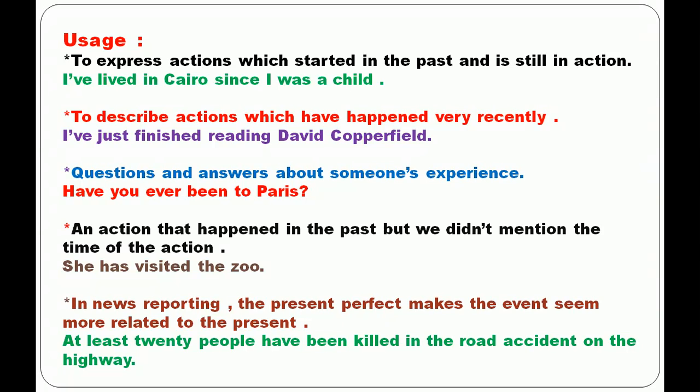In an action that happened in the past but we didn't mention the time of the action. For example, she has visited the zoo. Here in this sentence, I didn't mention the time. In news reporting, the present perfect makes the event seem more related to the present. At least 20 people have been killed in the road accident on the highway.